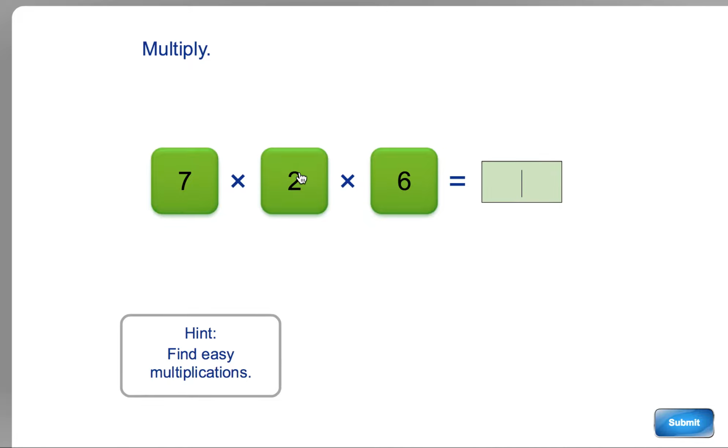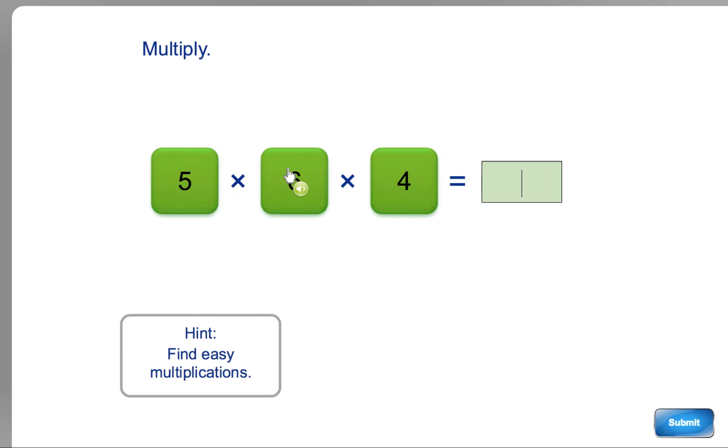But if we leave the 2 till last, then we've got an easy doubling to do last. So 7 sixes is a basic fact on your grid. 7 sixes is 42. And then just double it. So 42 doubled becomes 84. That's why I always leave the doubling till last.